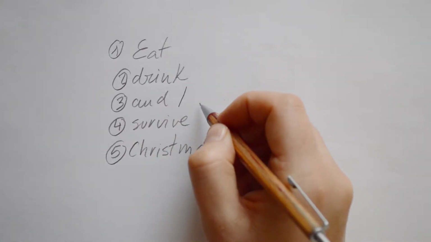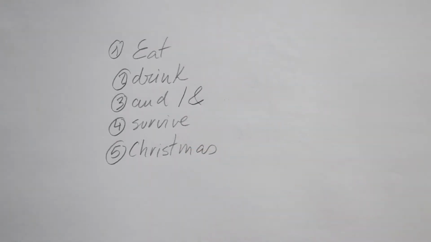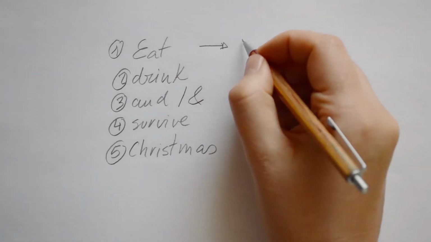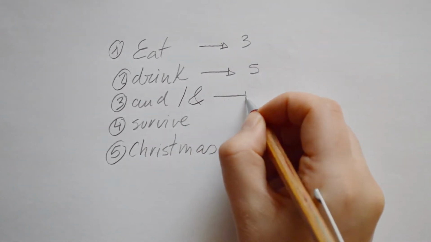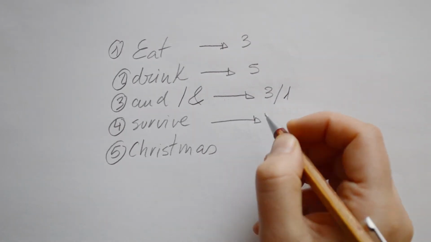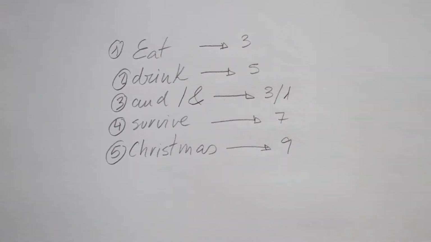We can write it like that, or we can use the ampersand character. Regarding the rest of words, the number of characters increases as we move forward. See? So we have 3, 5, well, here we have 3, but then we have 7 and 9.